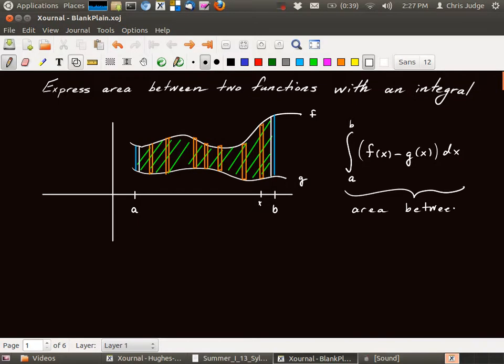It's very important that in this case f is larger than g, because we want this to be a positive number, so f should be larger than g for this. If g were the larger function, then we want g of x minus f of x. That would give us the height, if g and f had their roles reversed. Okay, so let's see an example.